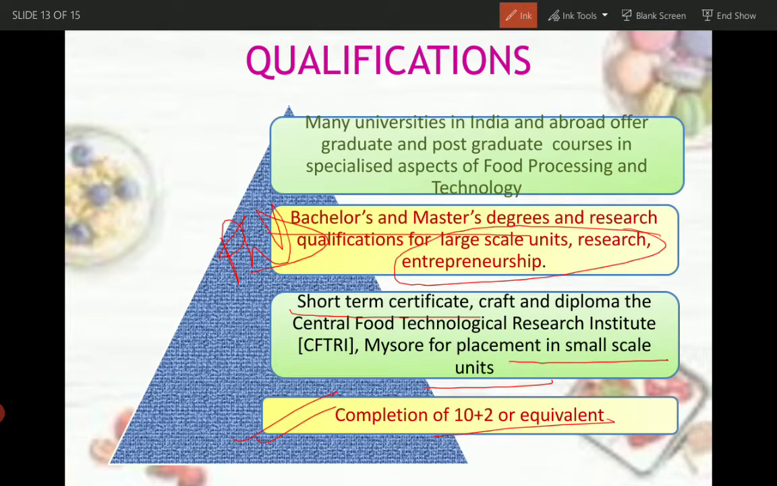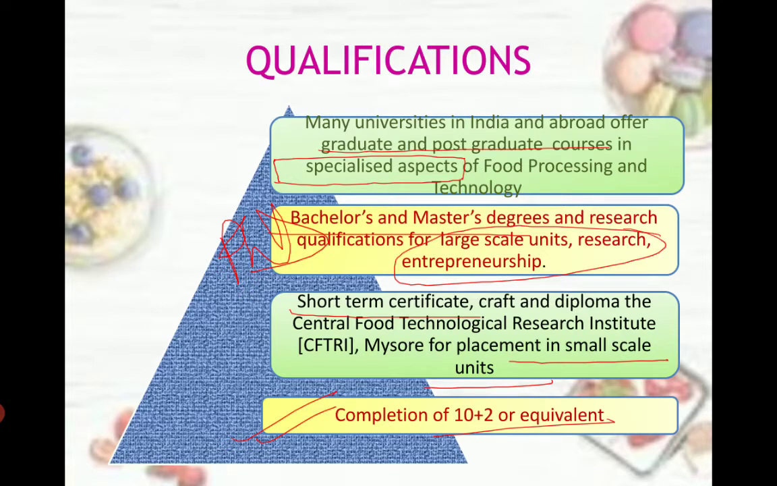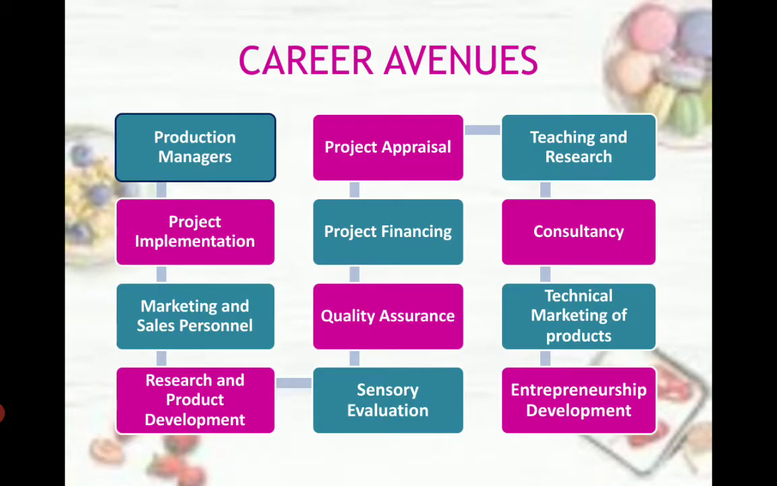Many universities in India or abroad offer many graduate and postgraduate courses, the bachelor's or the master's, in specialized aspects. It could be cuisine, it could be processing, it could be packaging. So they have specialized aspects and it makes you very desirable in these industries.